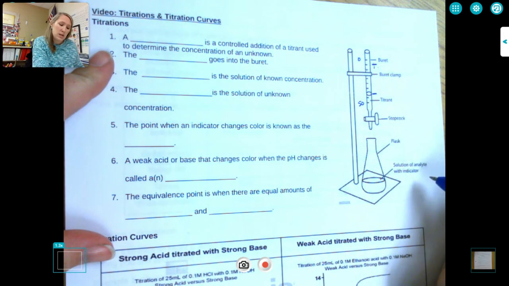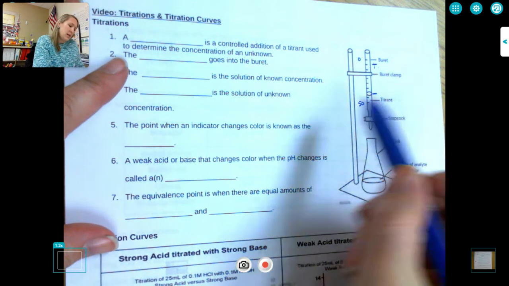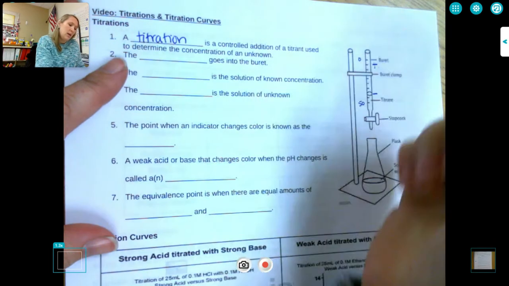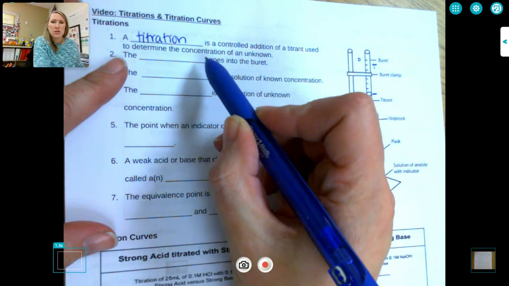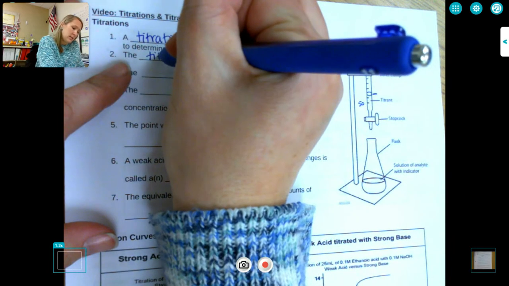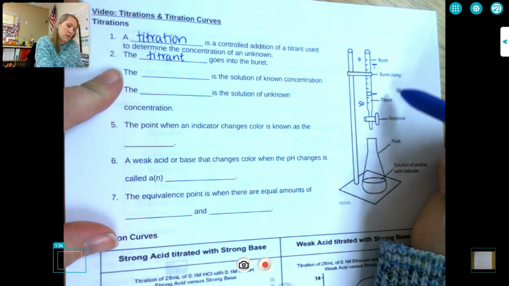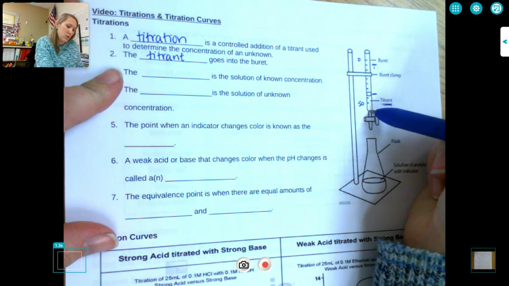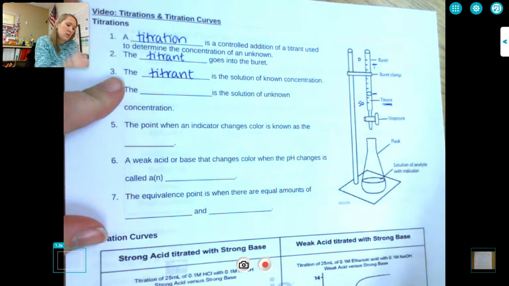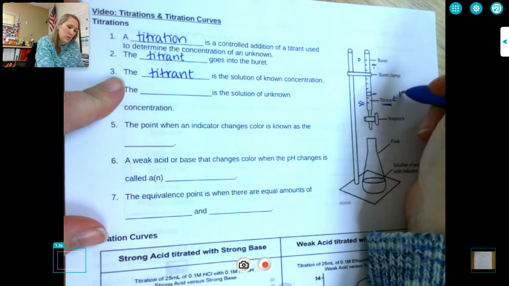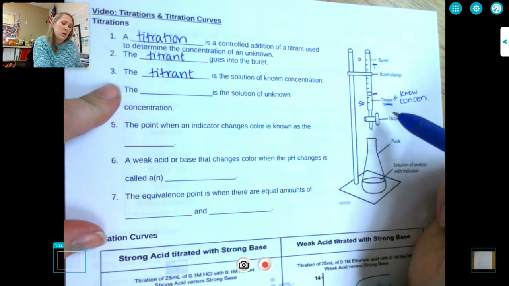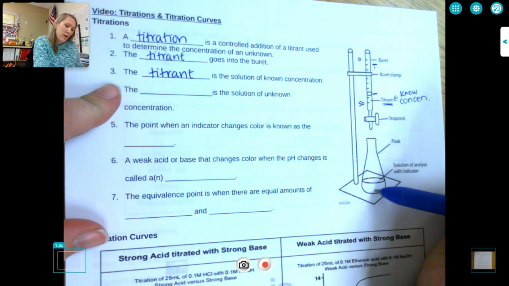Some of these terms here might be new. First, a titration is a controlled addition of a titrant used to determine the concentration of an unknown solution. The titrant is what goes into the burette, and we see that here. This is our titrant, the solution in our burette. We put that in our burette because the titrant is the solution of known concentration. We know the concentration of that, and we use a titrant to analyze our analyte.